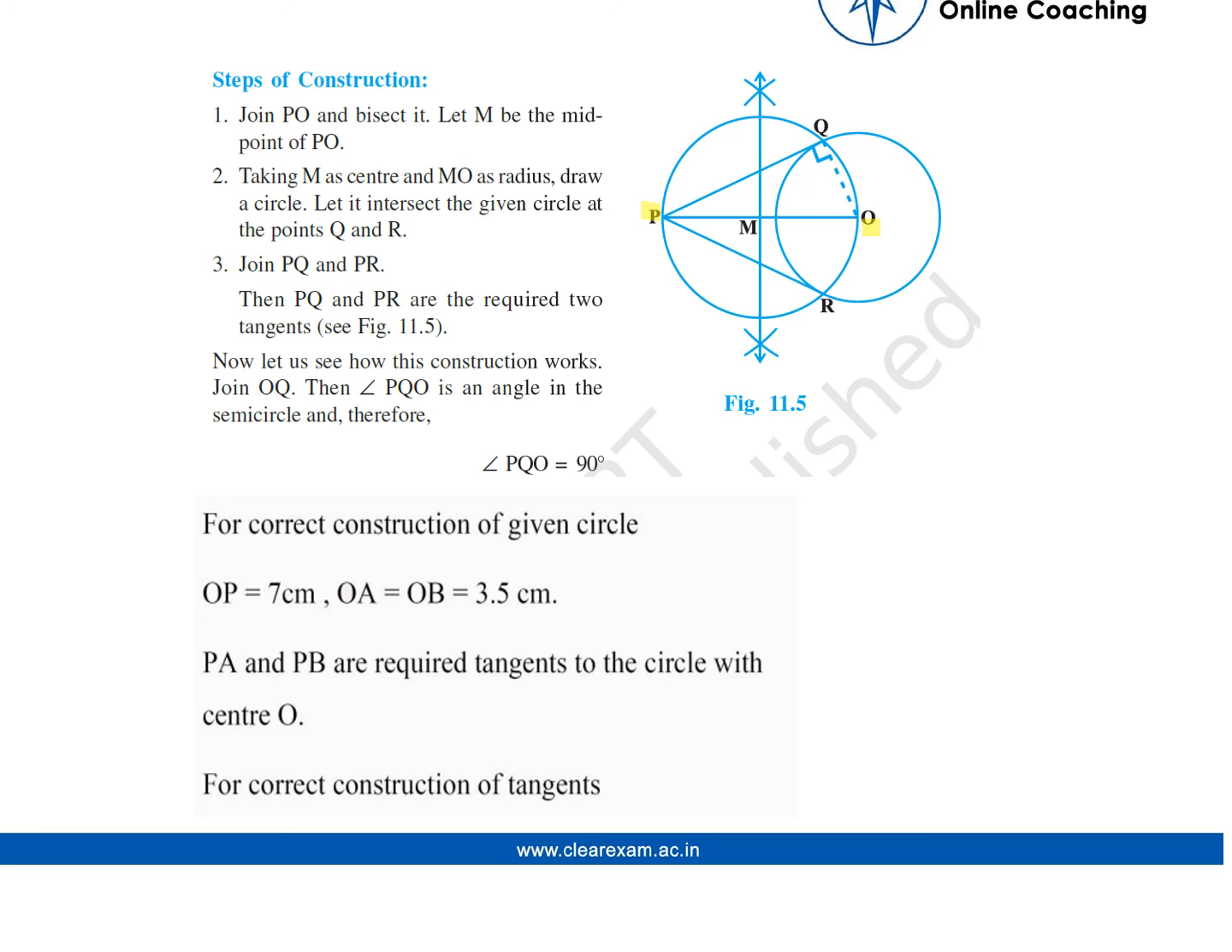After we have created this, we will bisect the line segment OP and find the midpoint. Using this midpoint, we will create a circle, and the points at which the new circle intersects the old circle will be used to join the tangents from P to Q and P to R. Therefore, we will find the two tangents to our circle.